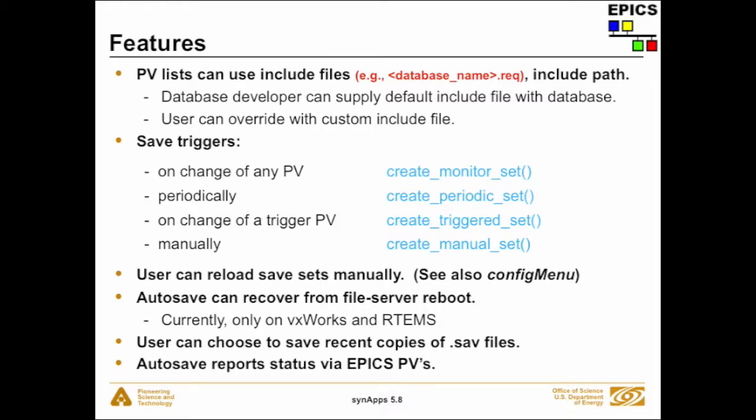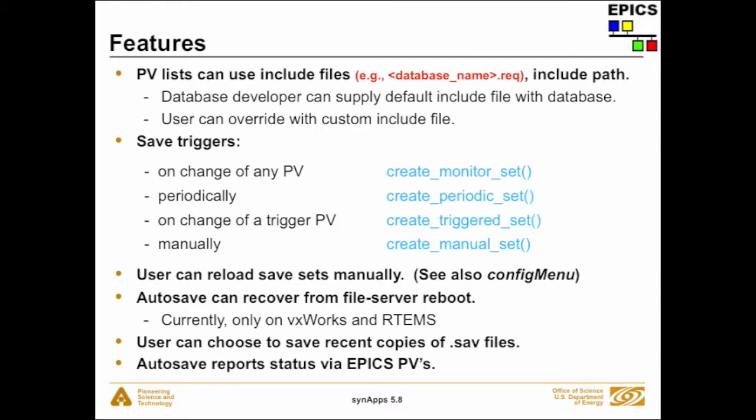There are choices of save triggers. Oh, and by the way, you can also override that, because there is a path. Autosave has a path that it uses to look for request files, and as soon as it finds one, it stops looking. So if you put your stuff at the top of the path, then your stuff is going to override anything below it with the same name.